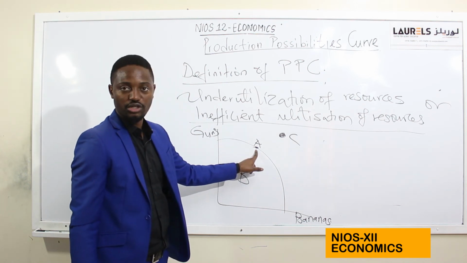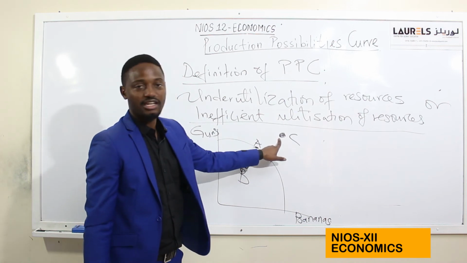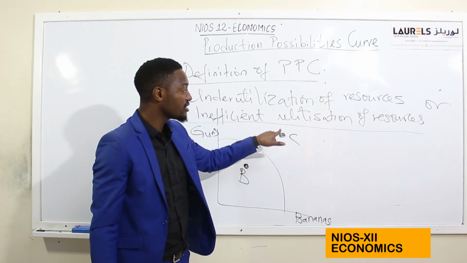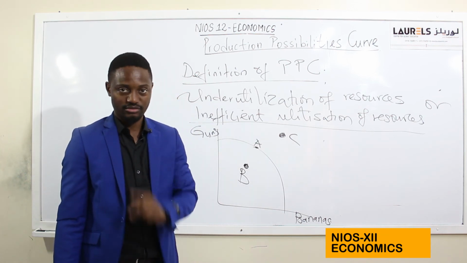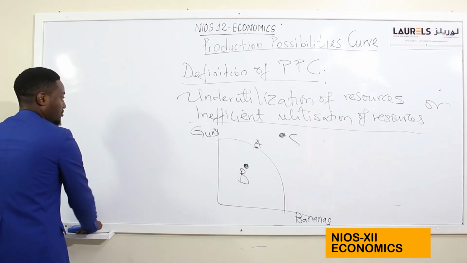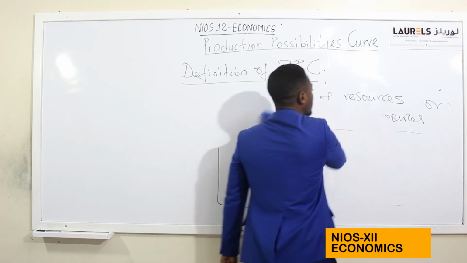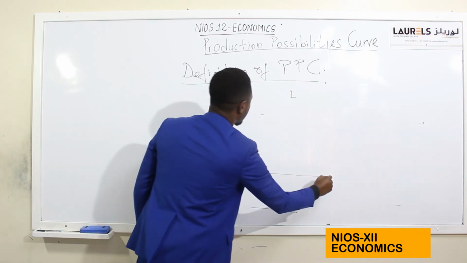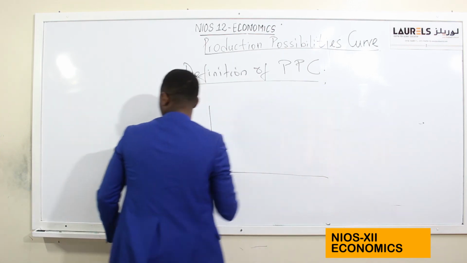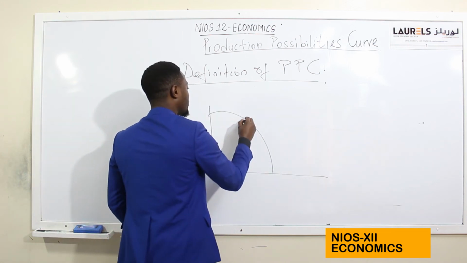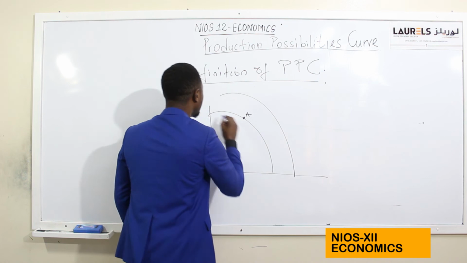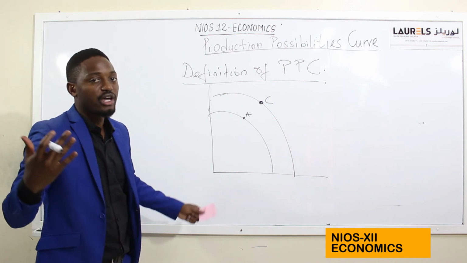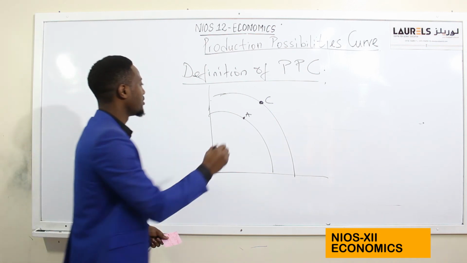So this is a good spot to be, this is a bad spot to be, this is an impossible spot to be given the resources we have at hand. We can only move to this position C if two things happen, which we will discuss right now. So we have our curve, and this is our position A, and we wish to move to position C. This can only be made possible by two occurrences.